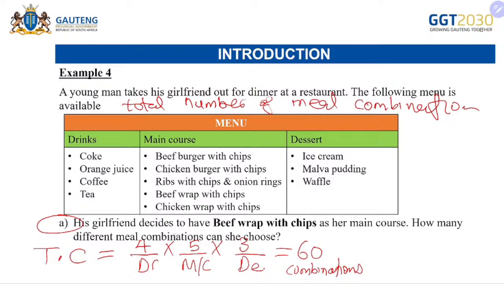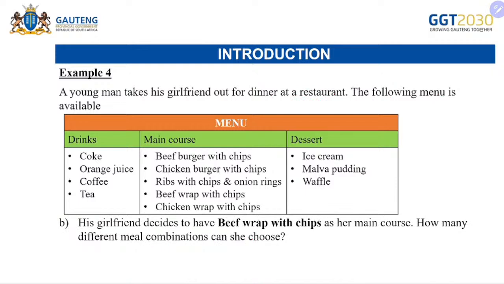Right, moving right along. The second question, his girlfriend decides to have a beef wrap with chips as her main course. So the girlfriend has made a decision for the main course. She decides to have this beef wrap with chips as her main course. How many different meal combinations can she now choose? Now we go back, we say the total number of combinations would be given by, we have drinks, we have the main course, and we have dessert.